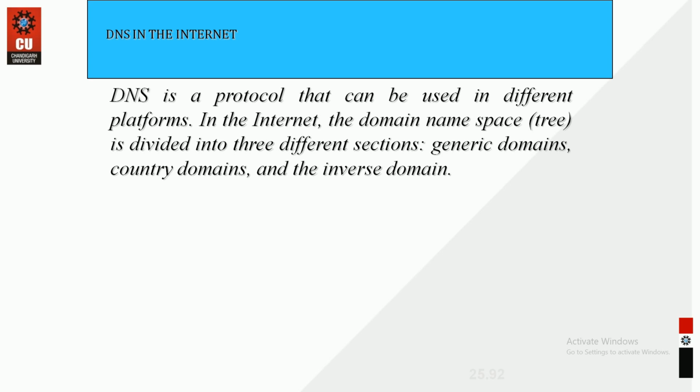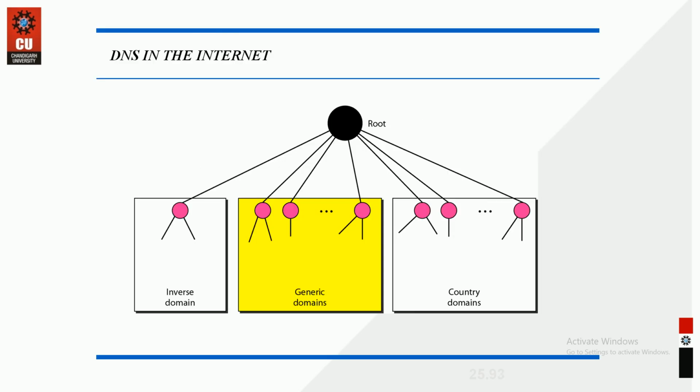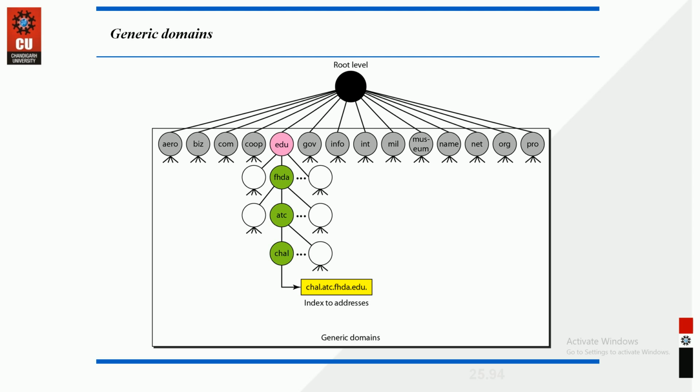Now, DNS in the internet. DNS is a protocol that can be used on different platforms. The domain namespace is divided into three different sections: generic domain, country domain, and inverse domain. So generic, country, and inverse. Further it is going to divide. In country we have .in, .au; in generic, .com. These are all domains. This is the root level, and this is the generic. We are discussing the generic domains.